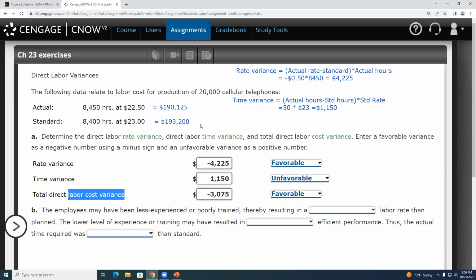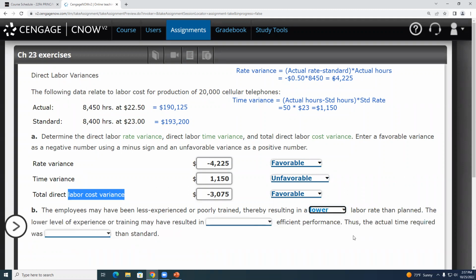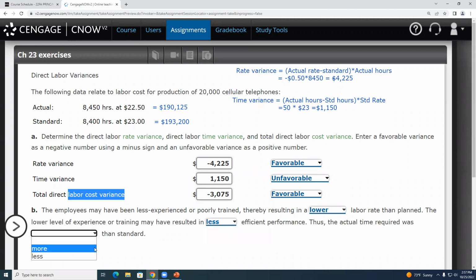And let's look at our answers then to part B and finish up this exercise. The employees may have been less experienced or poorly trained, thereby resulting in a lower labor rate than planned. The lower level of experience or training may have resulted in a less efficient performance. Thus, the actual time required was more than the standard.